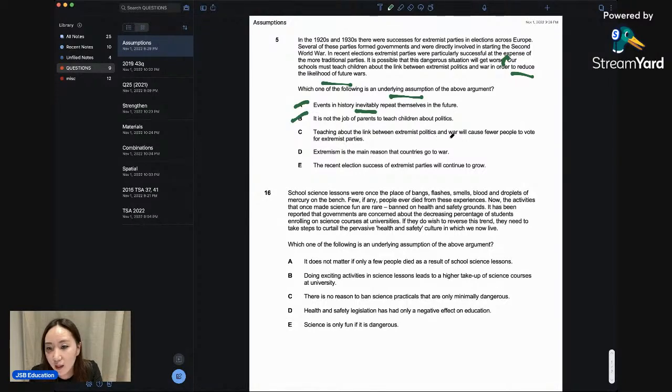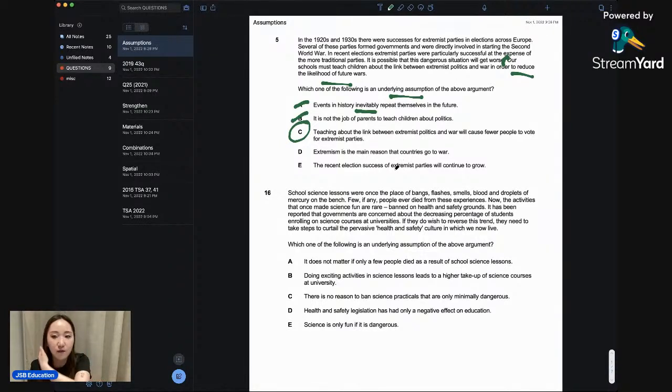"Teaching about the link between extremist politics and war will cause fewer people to vote for extremist parties." This is where we want to be, really, because if this is true, then the whole argument can make sense, right? We're saying teaching them is going to prevent people from voting for the extremist parties. And by not voting for the extremist parties, there will be fewer wars, or the likelihood of wars is reduced, basically. So we're pretty confident on this one. Again, you can go through the rest if you want to.